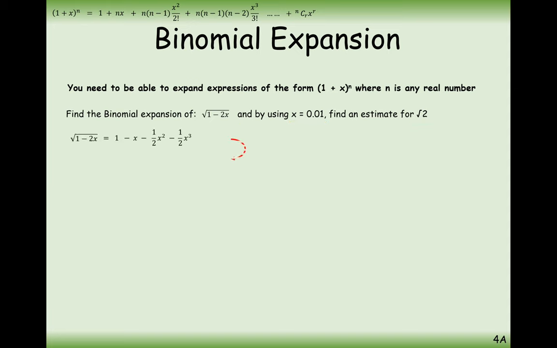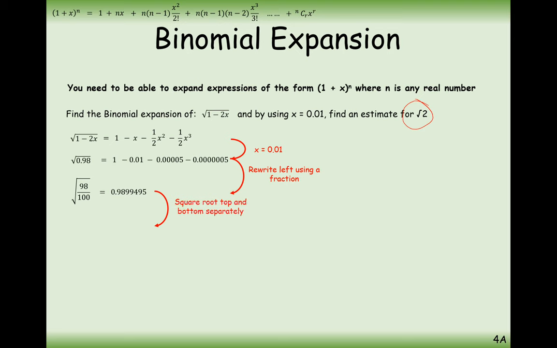So now that we've worked this out, what we can do is substitute in x equals 0.01 into both sides. In this case, we're going to get 0.98 is equal to this expression here typed into the calculator. Rewrite the left-hand side as a fraction, so 98 over 100. And in this case, you're going to get 0.98991495. So how can we use this to estimate the square root of 2?